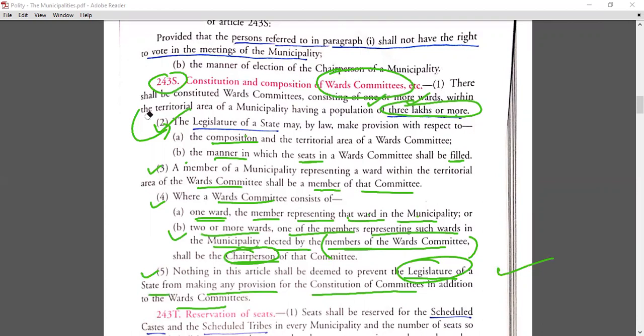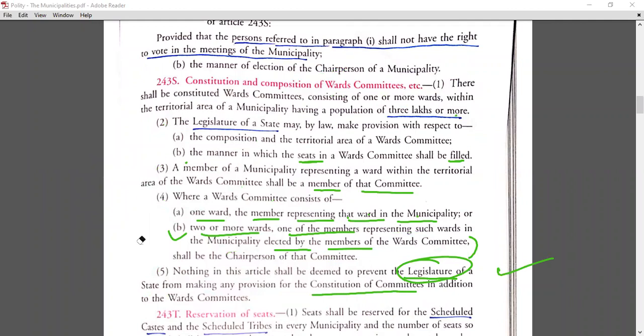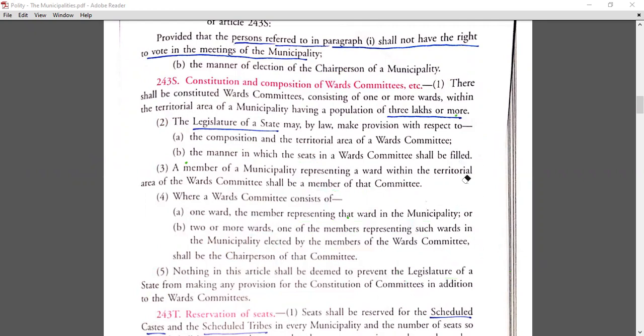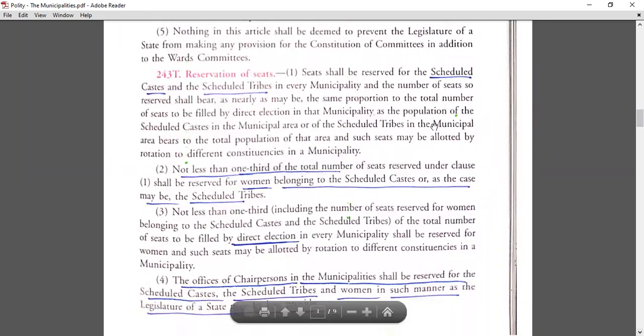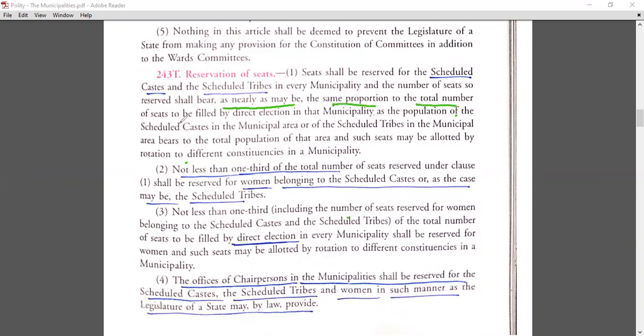Okay, now coming to reservation of seats. Reservation of seats is also important because here SC and ST and women will come. Mostly it is similar with panchayats, but still we need to know reservation of seats. First of all, seats shall be reserved for scheduled castes and scheduled tribes in every municipality, and the number of seats so reserved shall be as nearly as possible. So here the thing is as nearly as possible. So it is not clear-cut. The same proportion to the total number of seats to be filled by direct elections in that municipality as the population of scheduled castes in the municipal area or of the scheduled tribes in the municipal area bears to the total population in that area, and such seats may be allotted by rotation to different constituencies in the municipality.